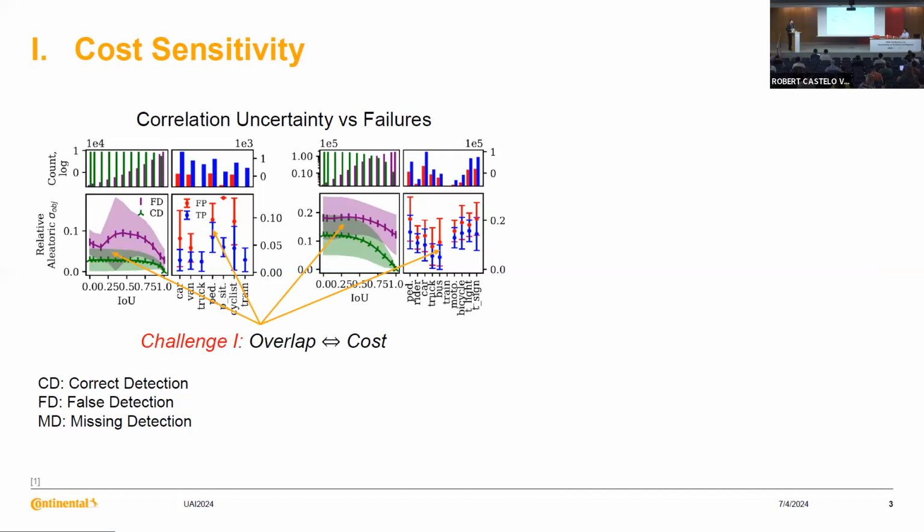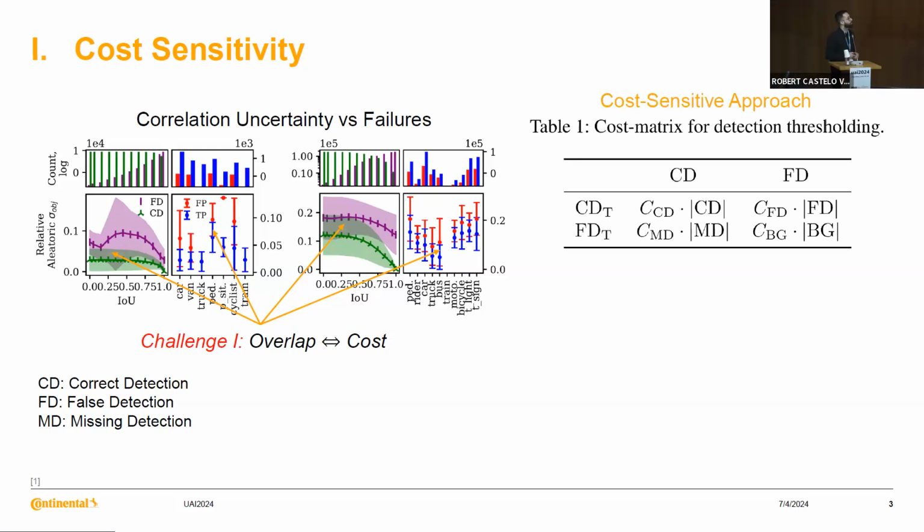And an overlap means that there is a cost. So no matter where we put our threshold based on the uncertainty, we will lose correct detections while trying to remove false detections. And for that, we go for a cost-sensitive approach, as the name in the title suggests, where we start with the cost matrix for the detector.